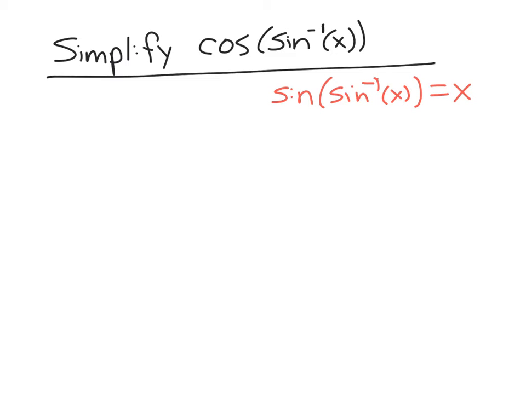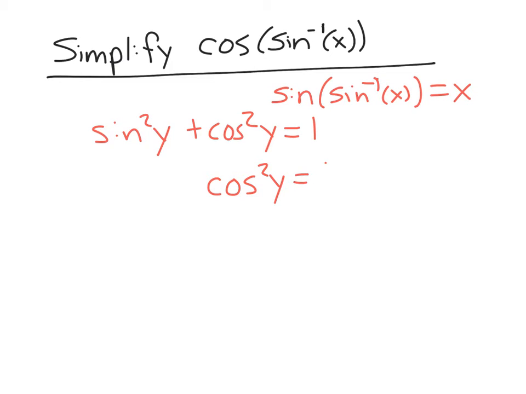Now, in order to use that, we're going to need to start with what's called the Pythagorean identity. We're going to use the Pythagorean identity, sine squared y plus cosine squared of y is equal to 1. And then what we'll need to do is rearrange that identity a little bit to just get cosine squared y on the left. So we're going to get cosine squared y on the left. We're going to subtract sine squared y from both sides.